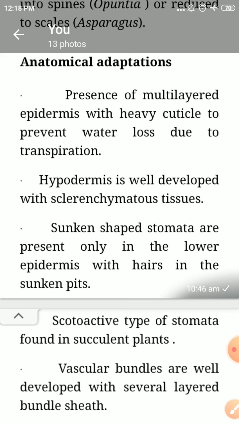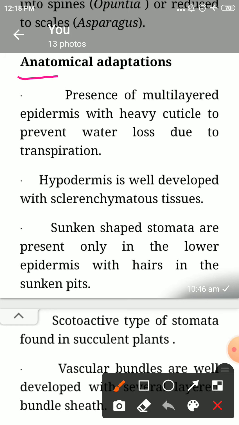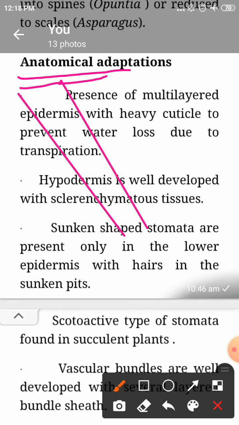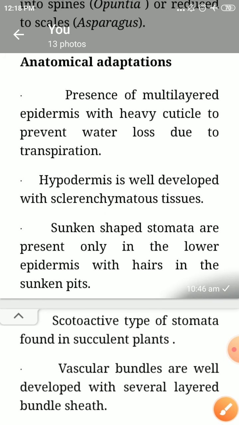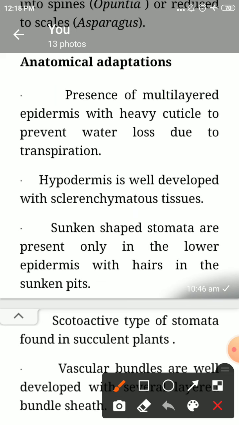Anatomical adaptations include the presence of a multi-layered epidermis. Instead of a single layer, the epidermis is present in many layers: one layer, second layer, third layer, fourth layer, three to four layers are there. This is called the multi-layered nature of the epidermis.